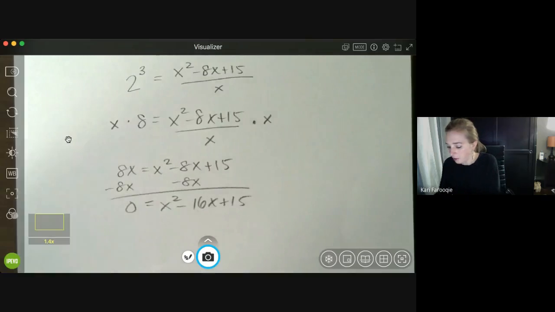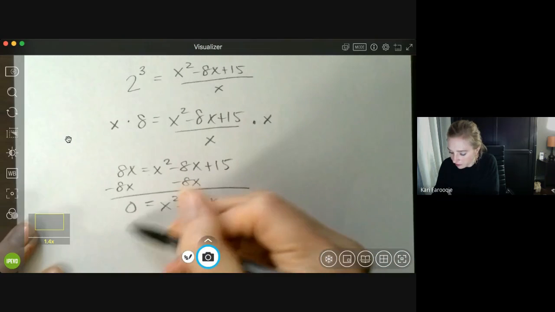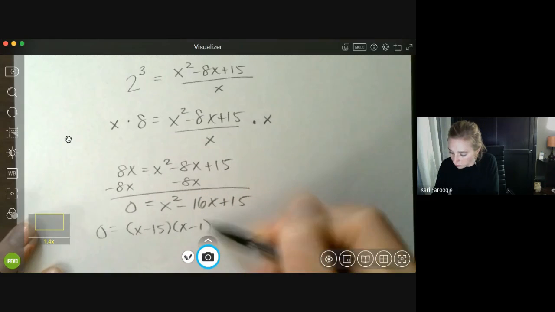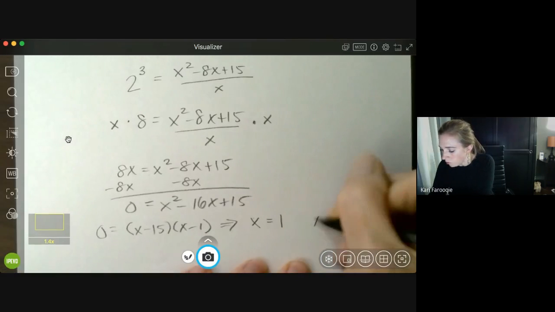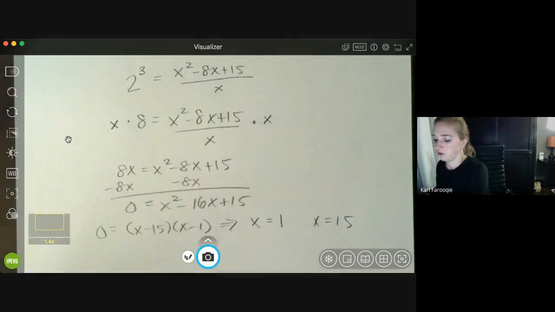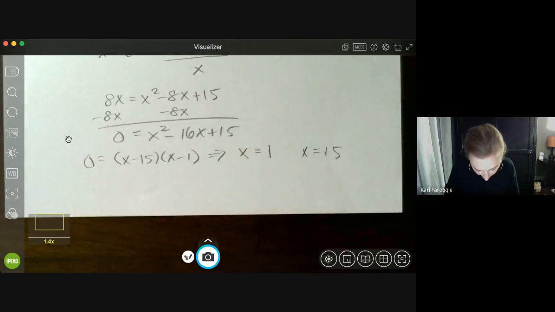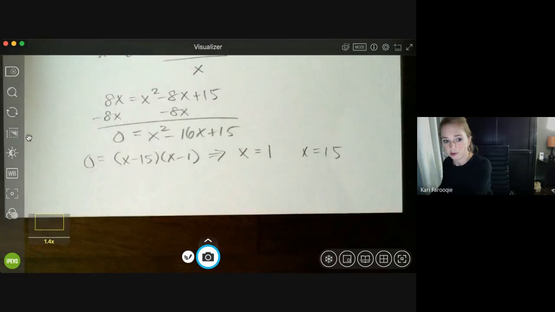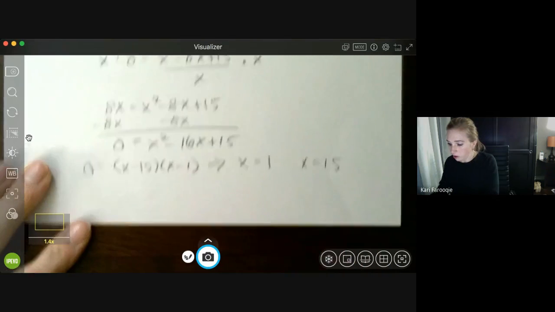Okay, and now you're going to go ahead and factor this. The two numbers that multiply to positive 15 and add to negative 16 are negative 15 and negative 1. So that means initially you have x equals 1 and x equals 15. You're going to have to go through and check. Just because I have the teacher's manual here and it only lists one solution, I know that one of these is not going to check. So let's see which one it is. All right, so one of these is not going to work.